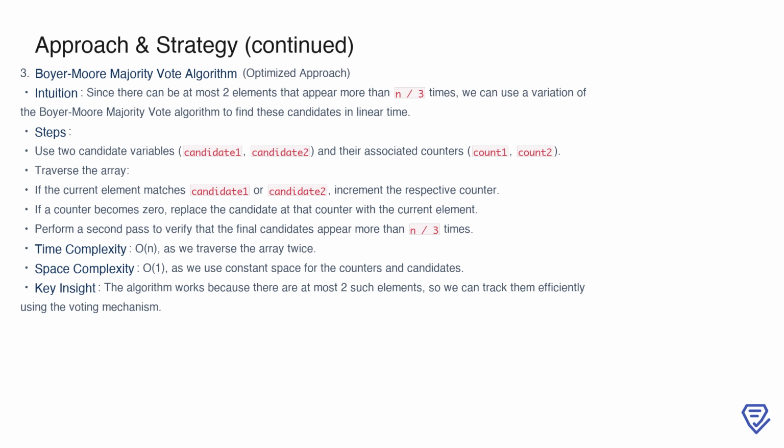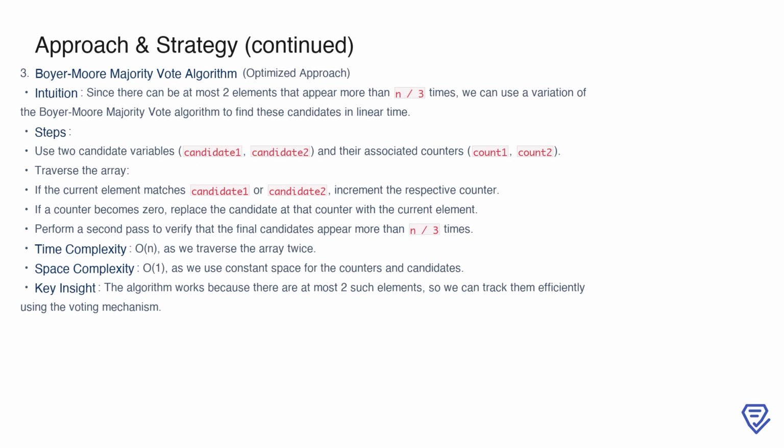A more optimized solution leverages the Boyer-Moore majority vote algorithm, adapted for this problem. The key insight here is that there can be at most 2 elements in the array that occur more than n divided by 3 times. To identify these candidates efficiently, we use 2 variables, candidate 1 and candidate 2, along with their respective counters. As we traverse the array, we update these candidates and counters. If the current element matches a candidate, we increment its counter. If a counter reaches 0, we replace the candidate with the current element.